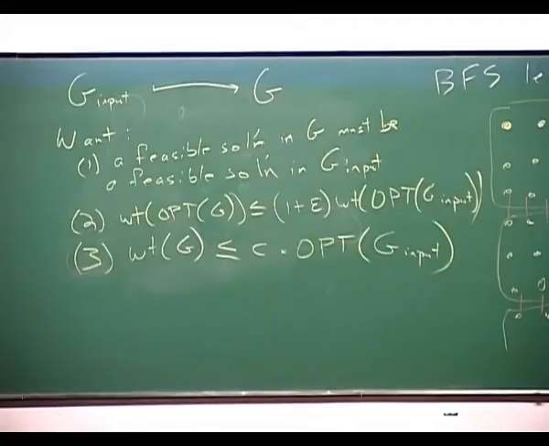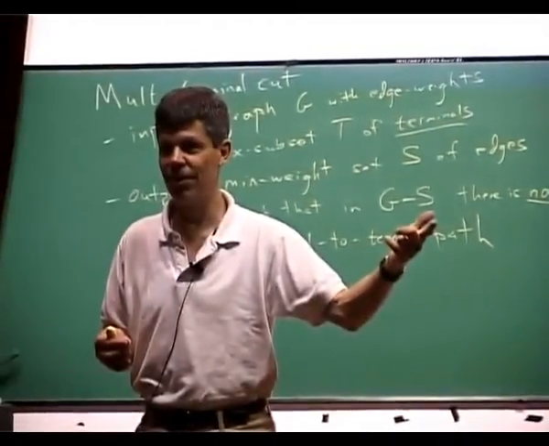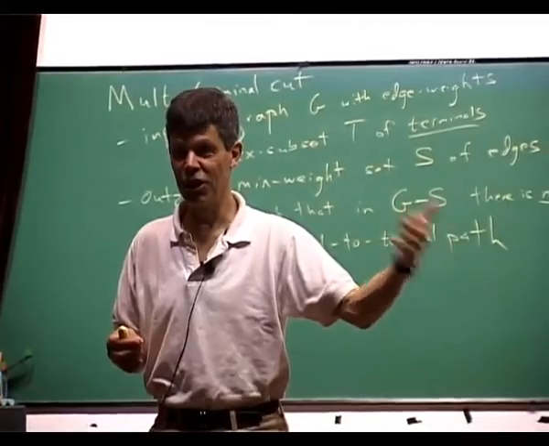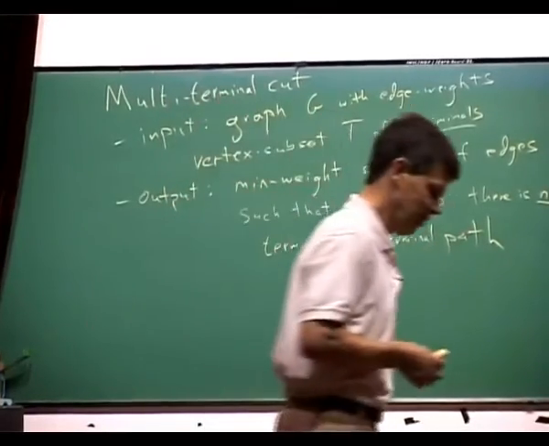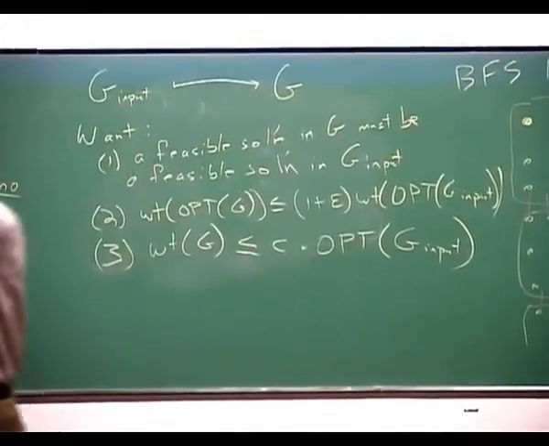But what do we do? What does it mean to throw out this heavy edge? Let's say you have a really heavy edge, nearly infinite weight, and you're trying to solve the multi-terminal cut. How do we throw it out? What are the two ways you can remove edges from a graph? Deletion, contraction. What should we use here? Let's say we delete some edge.